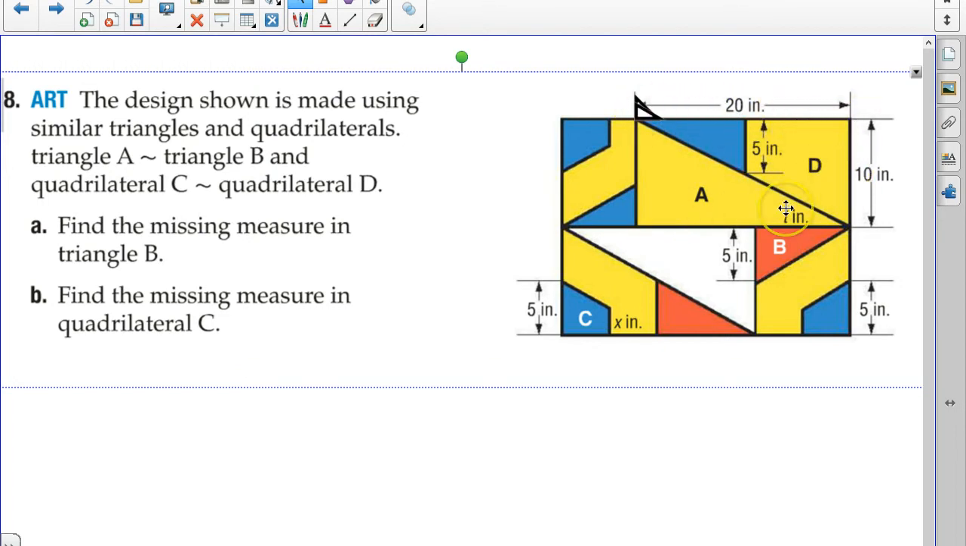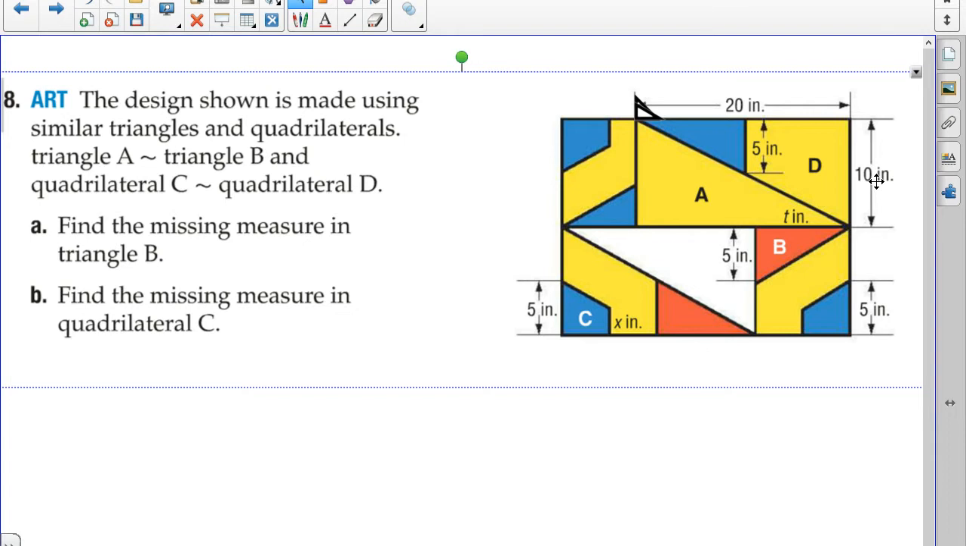I know it doesn't seem like it, but triangle A is actually 20 across for its base, and then it's 10 high for its height. So I'm going to do this. This makes it easier for me. I'm going to draw those two triangles, triangle A and triangle B. Even though they're not turned this way, I'm going to turn them myself on the paper.